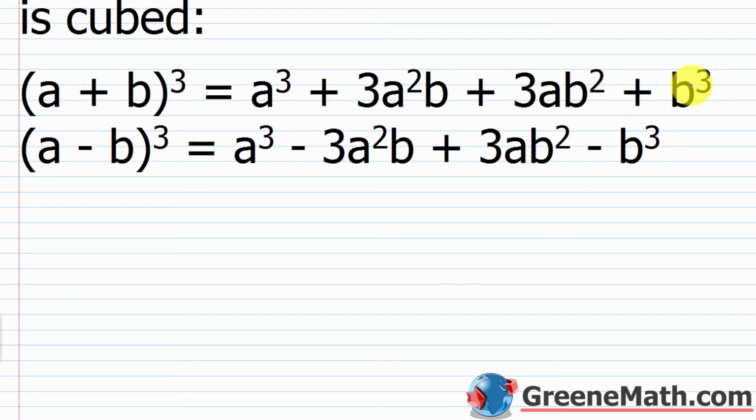So essentially you have the first term cubed. Then you have 3 times the first term squared, then times the second term. Then plus 3 times the first term times the second term squared plus the final term cubed.